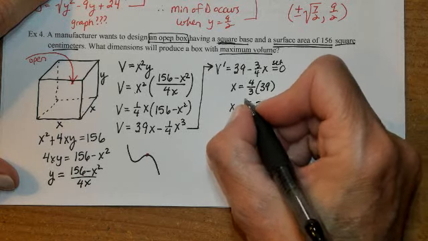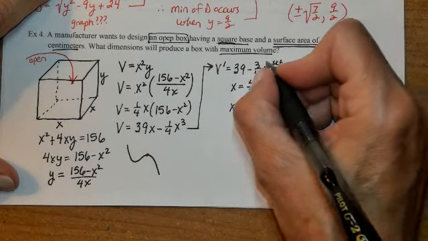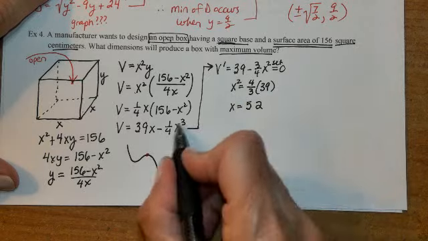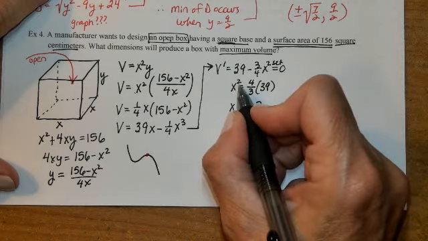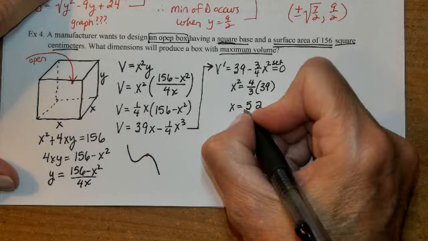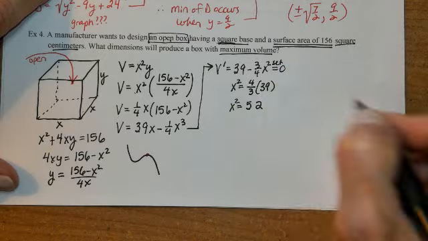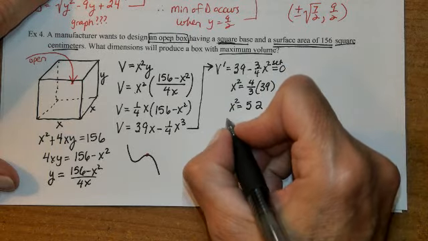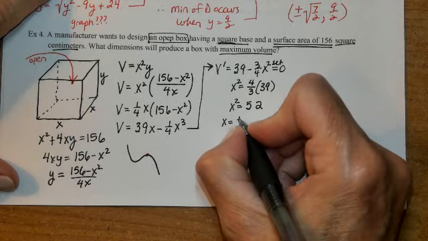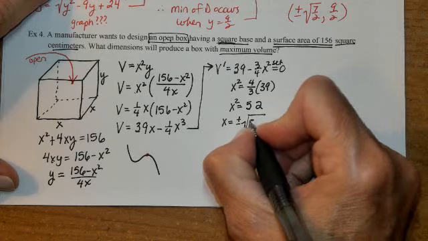52. And I just realized something. That should be an x squared, right? The derivative should be an x squared there. So that should be an x squared. So this will be x squared is equal to 52. So x is equal to plus and minus the square root of 52.